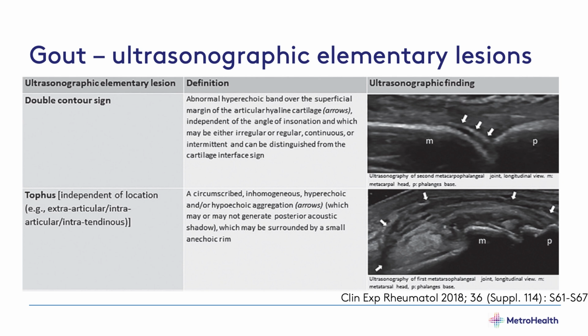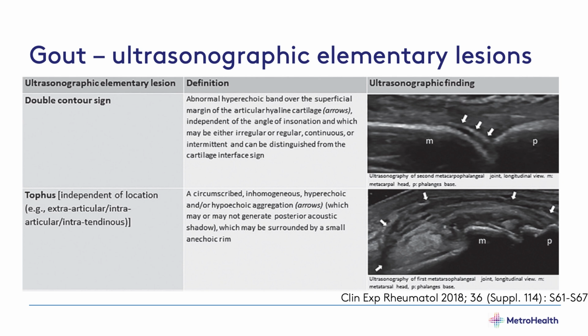So here is the ultrasound evidence for gout. The top panel is a double contour sign. So it's the presence of a hyperechoic line that parallels the contour of the bone that overlies the cartilage. And it's to be distinguished from the interface sign. The interface sign is present when there's a thin layer of fluid above a cartilage. And because of that, the interface creates an artificial reflector of ultrasound beams and therefore creating a white line.